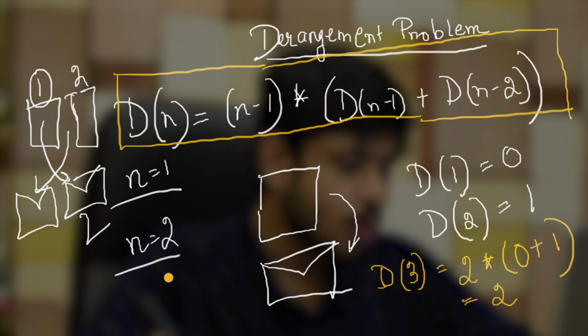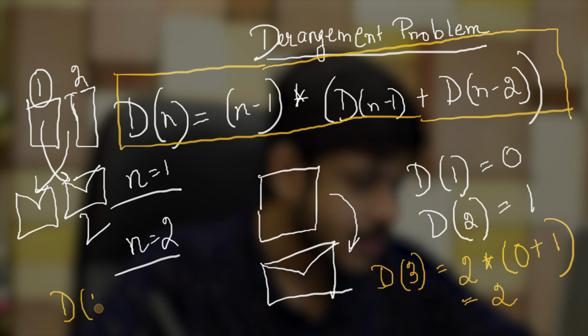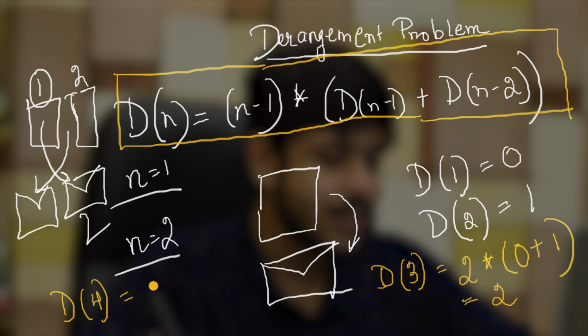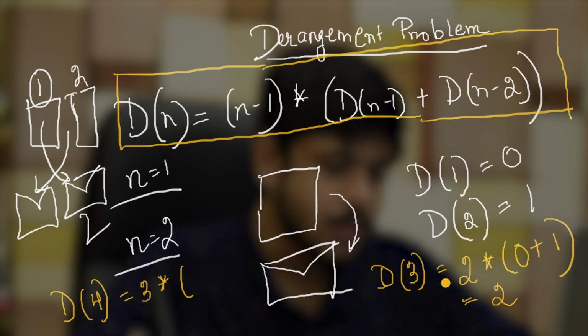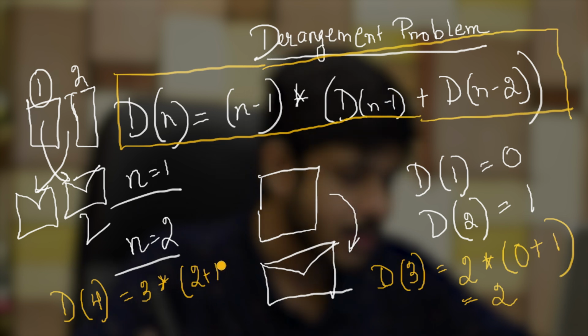And then we would have D4. If we want to find out D4, we're going to do something very similar. D3 is 2 and D2 is the other thing that we'd need. So practically what we're going to do is 4 minus 1, which is 3, times (D3 plus D2), where D3 is 2 as we have seen and D2 is 1. So 3 times 3 equals 9.